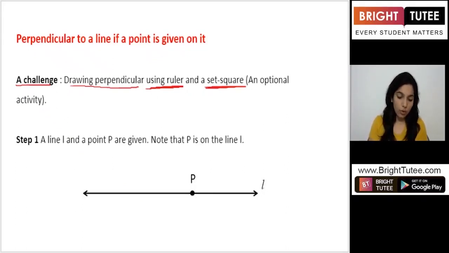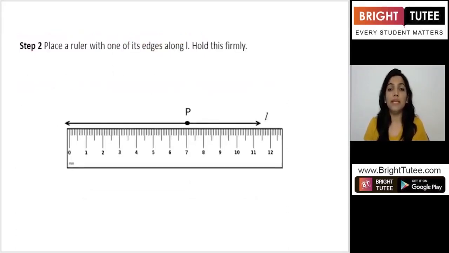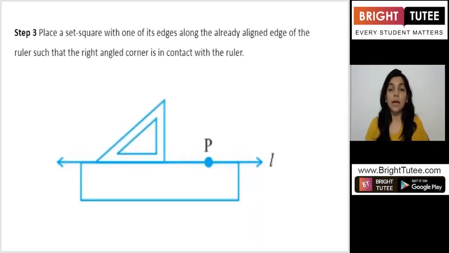Now we are going to place a ruler with one of its edges along the line L. Here you have this line L. Just under this line L, you keep this ruler of yours. Exactly like in the image, you have the line L where you have marked the point P. Keep the ruler under this particular line L. Now the next step is, make sure that you hold this ruler firmly.